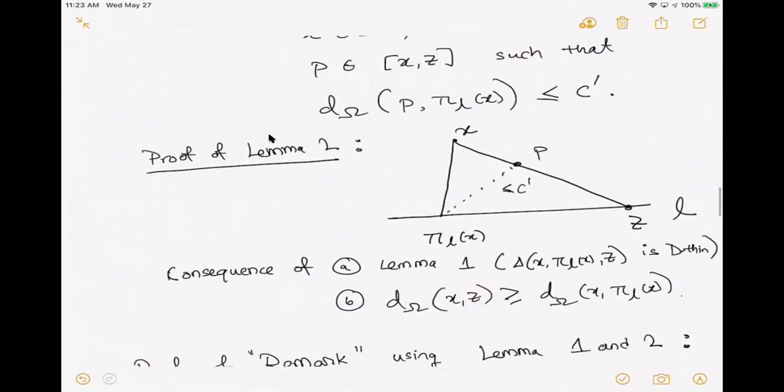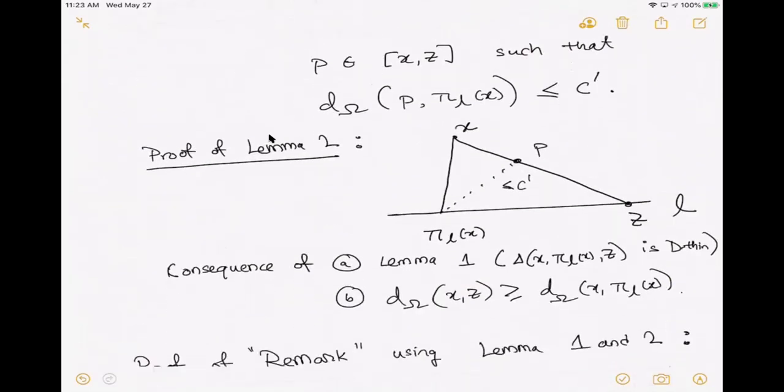Proof of lemma 2 follows from two different things. First, it's lemma 1. X is a point in omega, pi L of X and Z are points on the rank 1 axis. So if we take the triangle with vertices X, pi L of X, and Z, then this triangle is D thin by lemma 1.